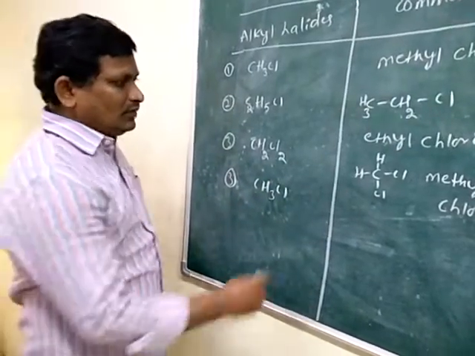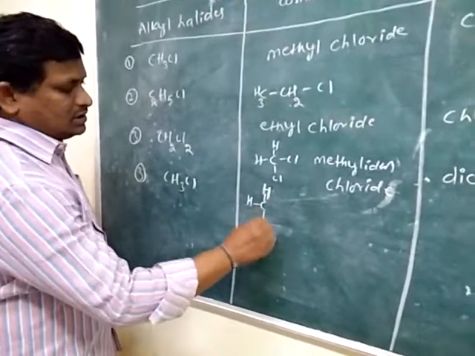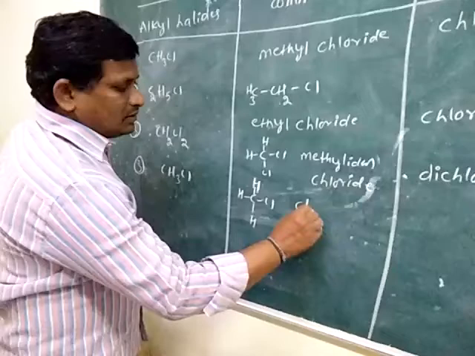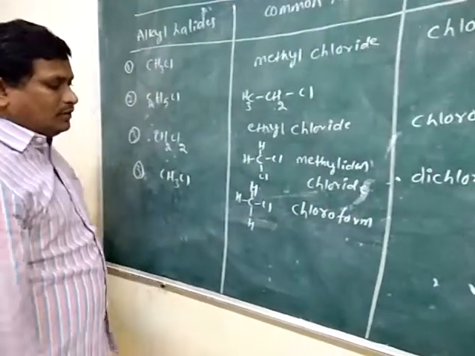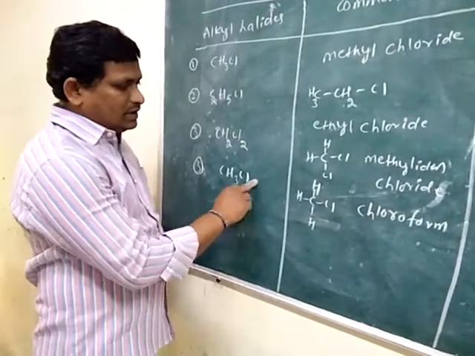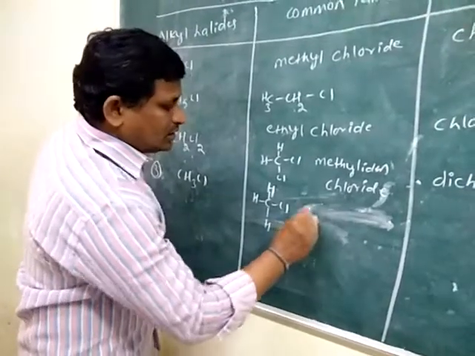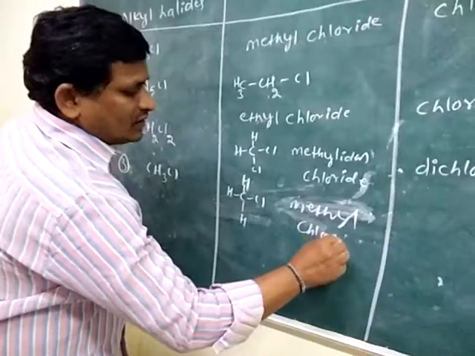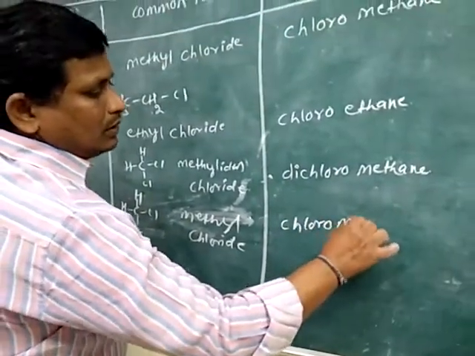Then the next one is CHCl3. So the representation is CH with three Cl. The common name is chloroform. Then CH3Cl, its common name is methyl chloride, and it is chloromethane.